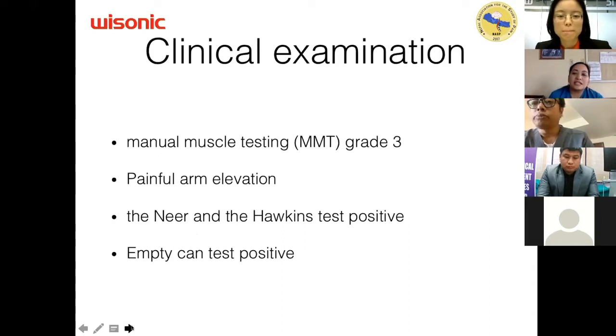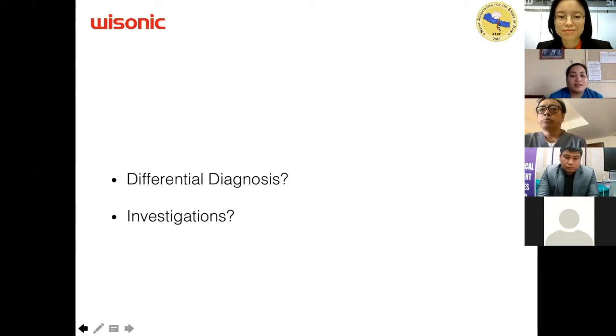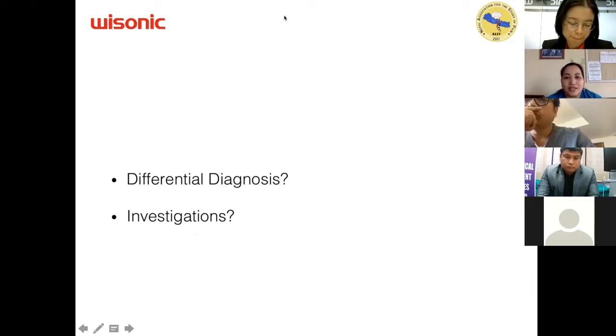On clinical examination, we see that the manual muscle testing is grade 3. There's a painful arm elevation. The Neer and the Hawkins test is positive, and the empty can test is also positive. So just for the audience, any differential diagnosis that comes to your mind, you can type in your answers in the Q&A session.